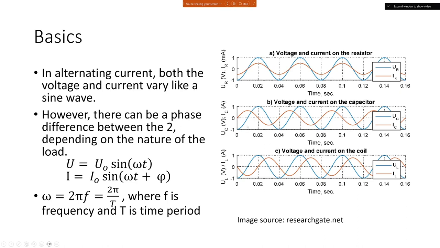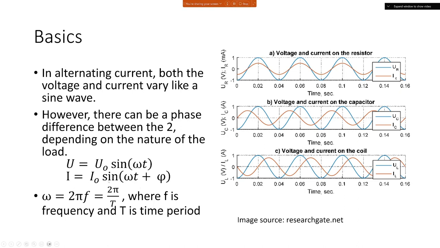Sine omega t is the sine wave, and omega is the angular frequency, which is 2 pi f, where f is the frequency in hertz, and frequency is 1 by time period. And current is I naught, where I naught is the amplitude of the current. Amplitude is measured from the mean level. Peak to peak, we will look at in the next slide.